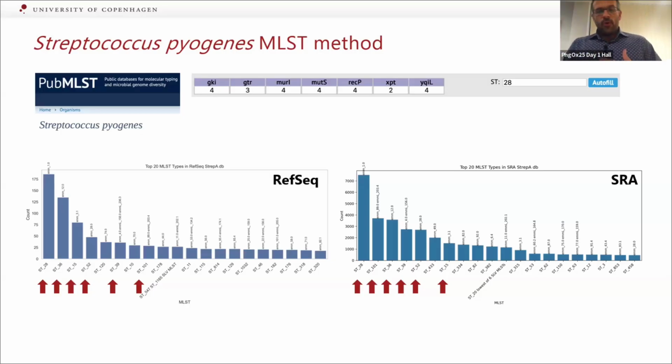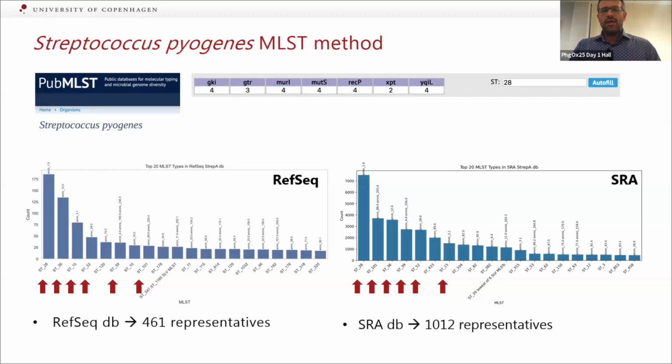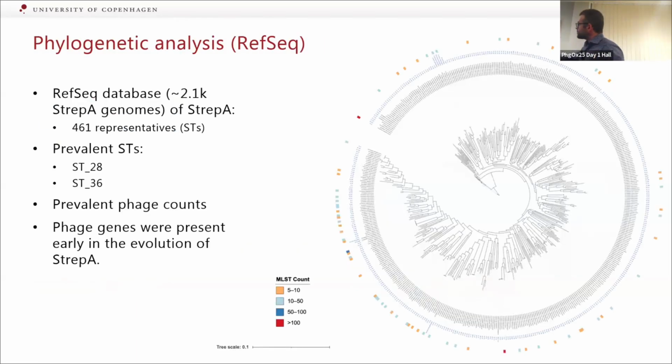And then following more on the evolutionary history of these genomes, we picked these representatives of the STs, and we constructed some phylogenetic trees. So this one is for the RefSeq, and as you can see, you have two different ST types as the most prevalent across the genomes. And it's interesting to notice that the first one, the most prevalent, is actually very close to the common ancestor of all the Strep A genomes, which means that it is still present, but it has also been quite a lot diversified in the rest of the branches.